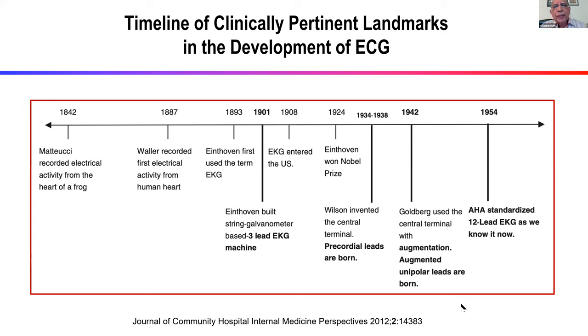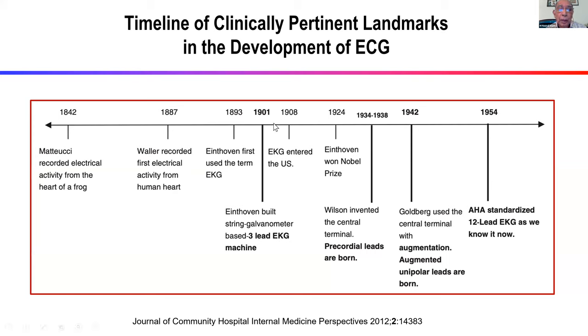Now, in the timeline of clinically pertinent landmarks of ECG development, you can see that in 1842, electrical activity was first recorded in the heart of a frog. That was the first electrical activity detected and presented at a scientific meeting by Matteucci in 1842. In 1887, Waller first recorded electrical activity in the human heart, about 40 years later. In 1893, Einthoven, whom every one of us knows, first used the term EKG or ECG for this electrical activity of the heart.